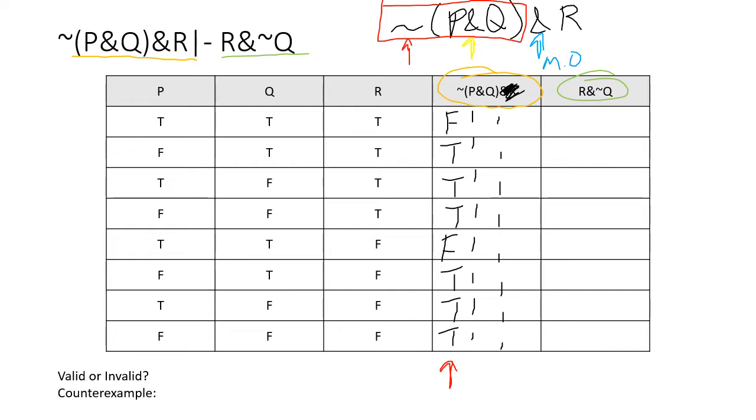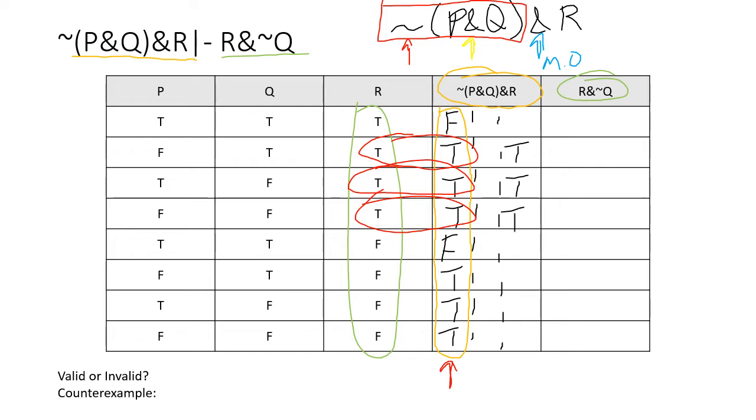But we still need to add on the ampersand with the R. So we're going to use this column as our left conjunct. We'll use this column as our right conjunct, and so we're looking for instances in which both of them are true. And we've got that here, here, and here. So all of those are going to be true. Every other row has at least one false, so the rest of them will be false.